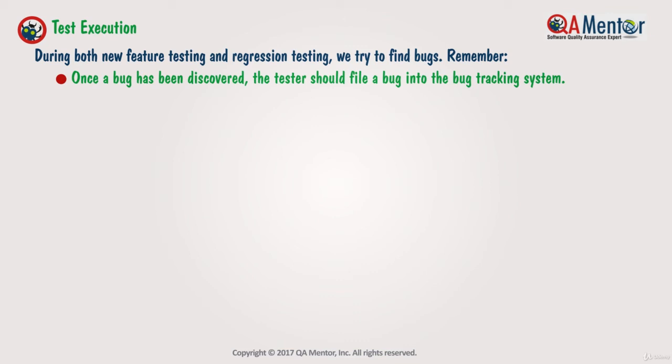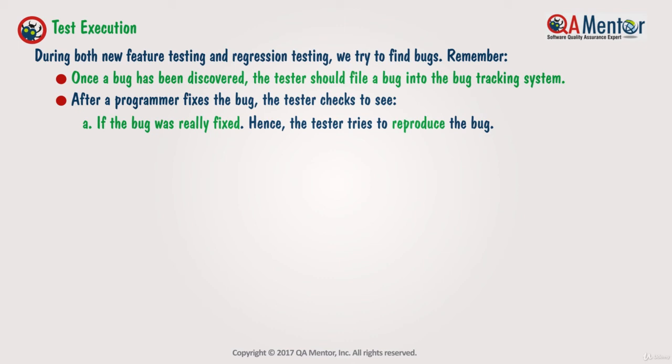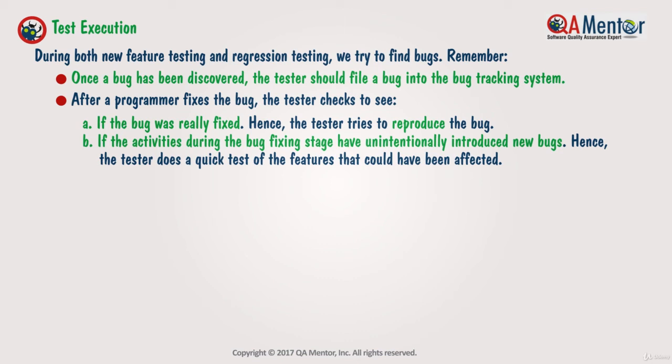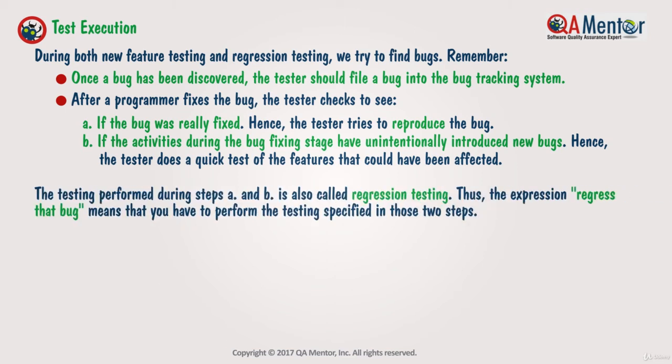During both new feature testing and regression testing, we try to find bugs. Remember, once a bug has been discovered, the tester should file a bug into the bug tracking system. After a programmer fixes the bug, the tester checks to see A. If the bug was really fixed. Hence, the tester tries to reproduce the bug. B. If the activities during the bug fixing stage have unintentionally introduced new bugs. Hence, the tester does a quick test of the features that could have been affected. The testing performed during steps A and B is also called regression testing. Thus, the expression "regress that bug" means that you have to perform the testing specified in those two steps.